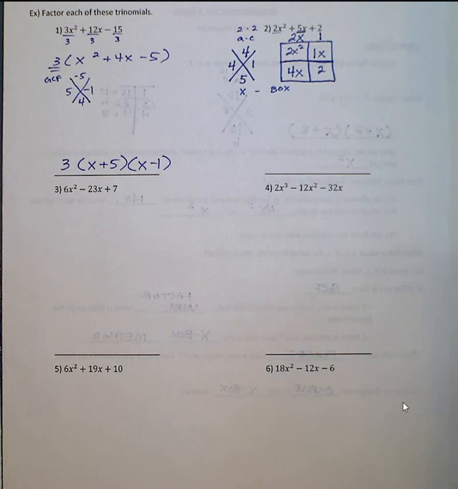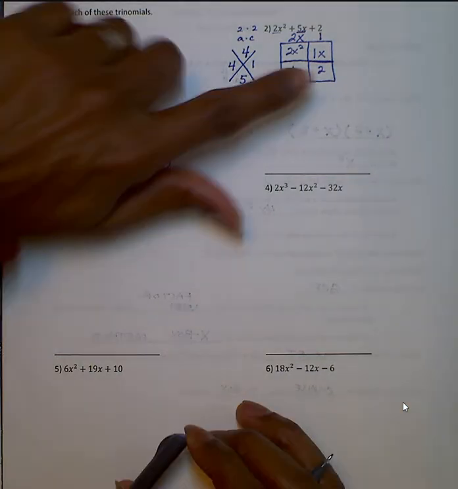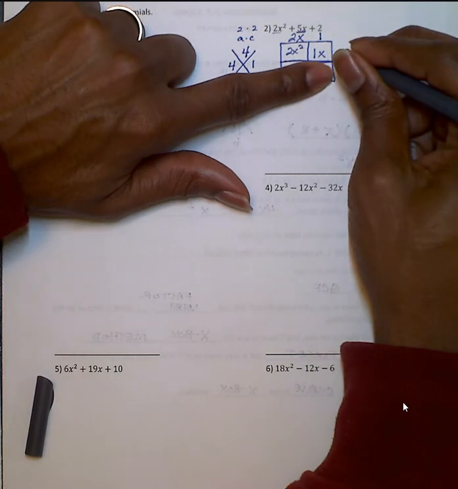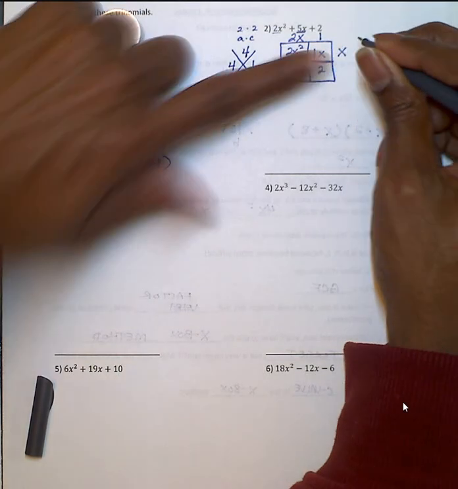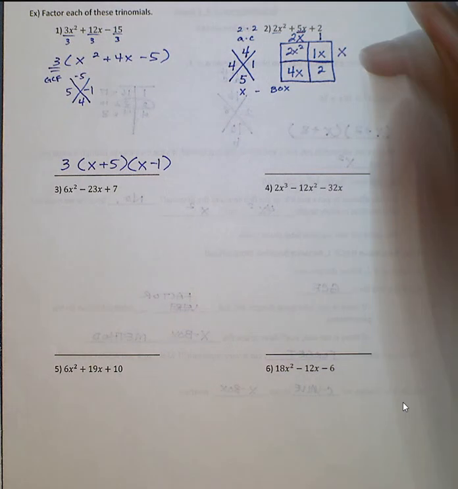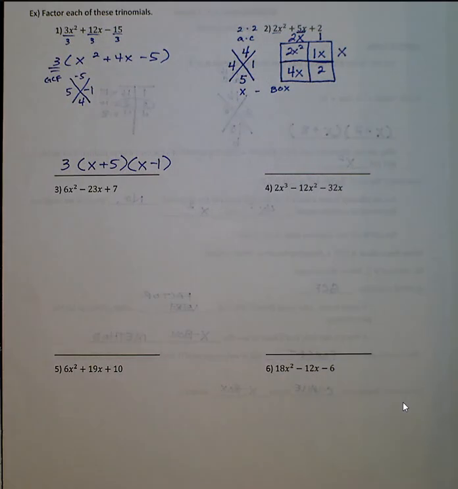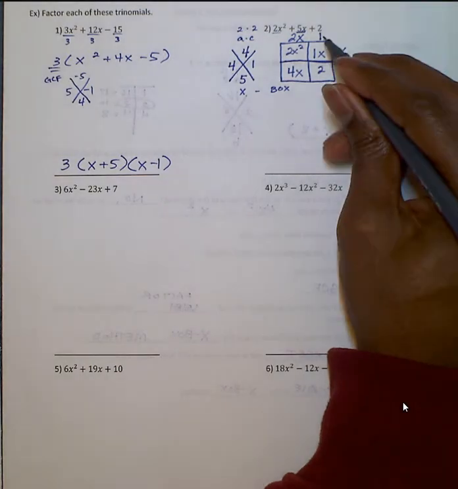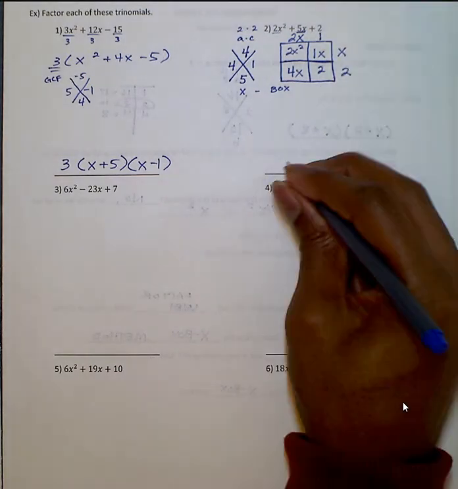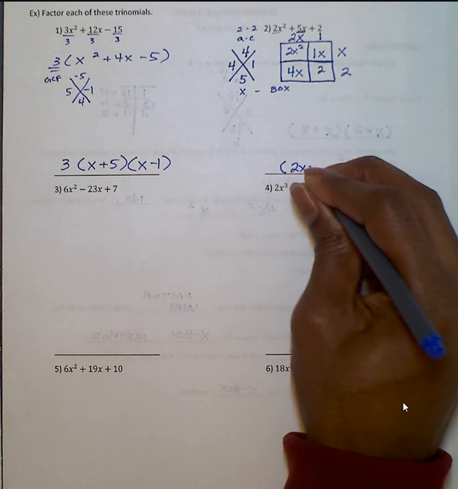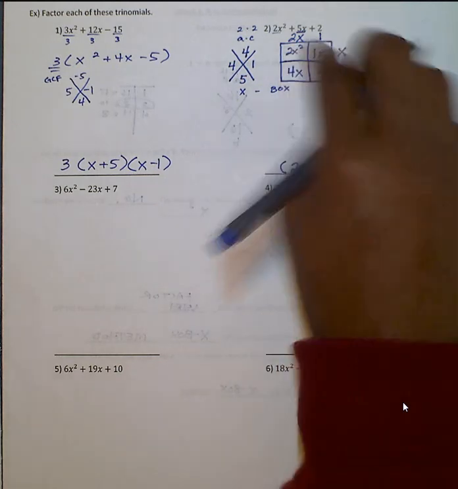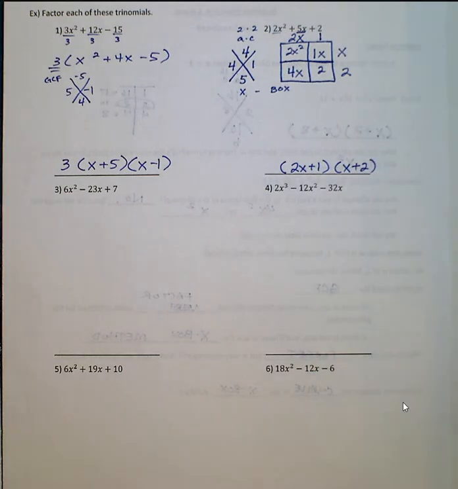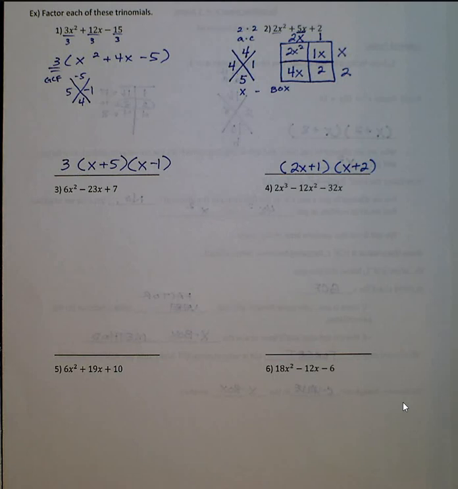I'll do the same thing with the top row. 2x squared and 1x. Okay? And so I see that x is in both of them. And now I'll do that with the bottom row, where I have 4x and 2. And 2 goes into both of them. So what I have here, 2x plus 1, right here, and x plus 2. And those are my two binomials.